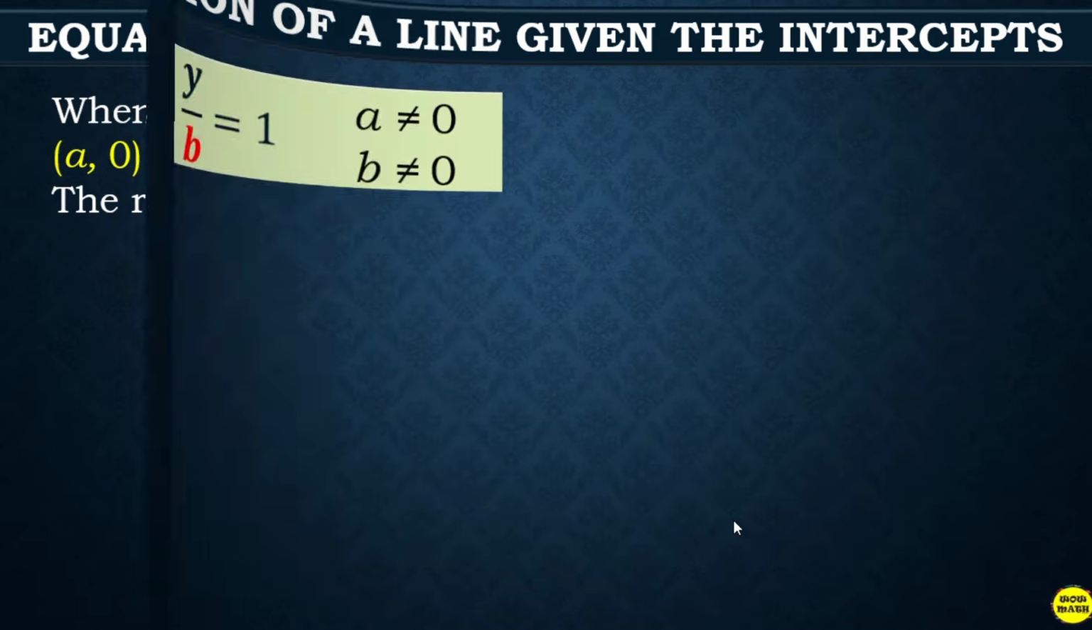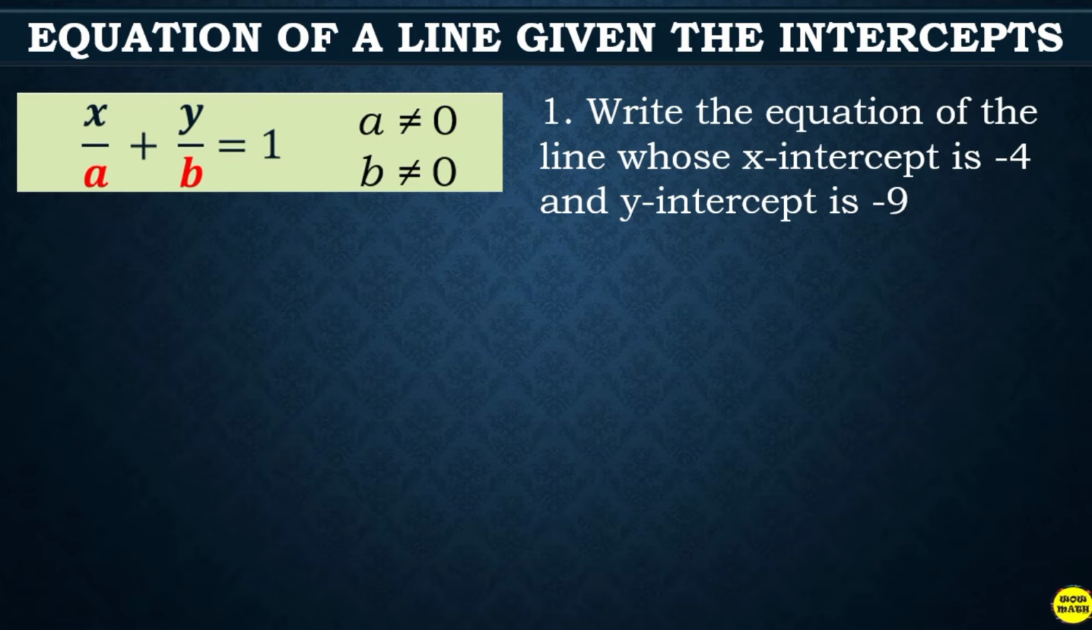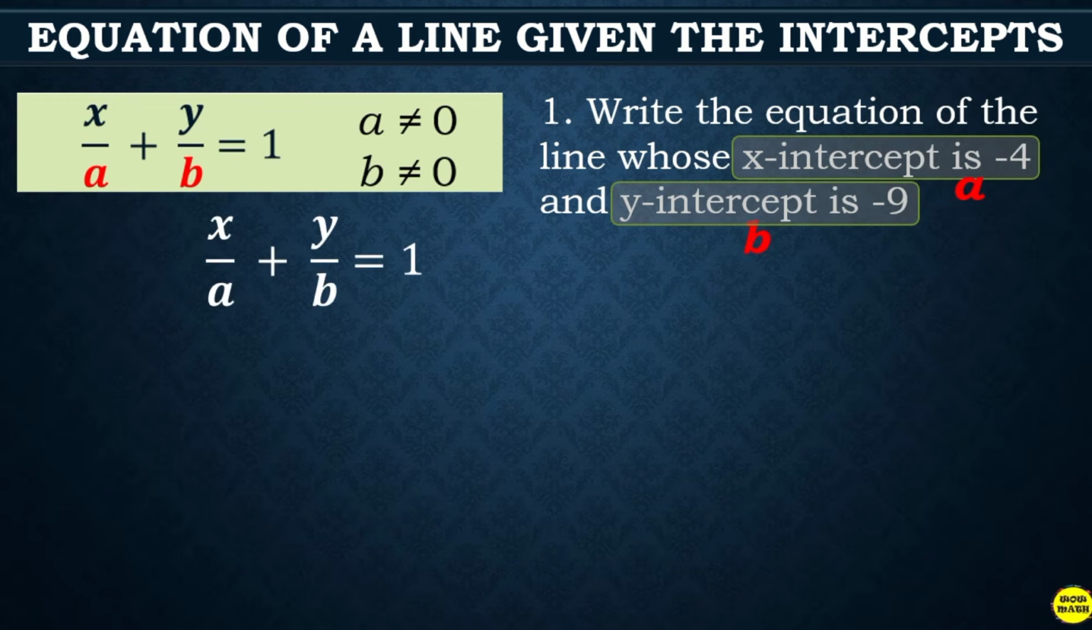Okay, so let's start. So, write the equation of the line whose x-intercept is negative 4 and y-intercept is negative 9. So, again, ang una nating i-identify muna ay yung mga given natin. Ano ba ang mga given? Your x-intercept is negative 4, your y-intercept is negative 9. And then, so sabi ko nga, ang x-intercept natin, that is your a, and y-intercept, that is your b. Okay, so gamitin natin yung ating intercept form.